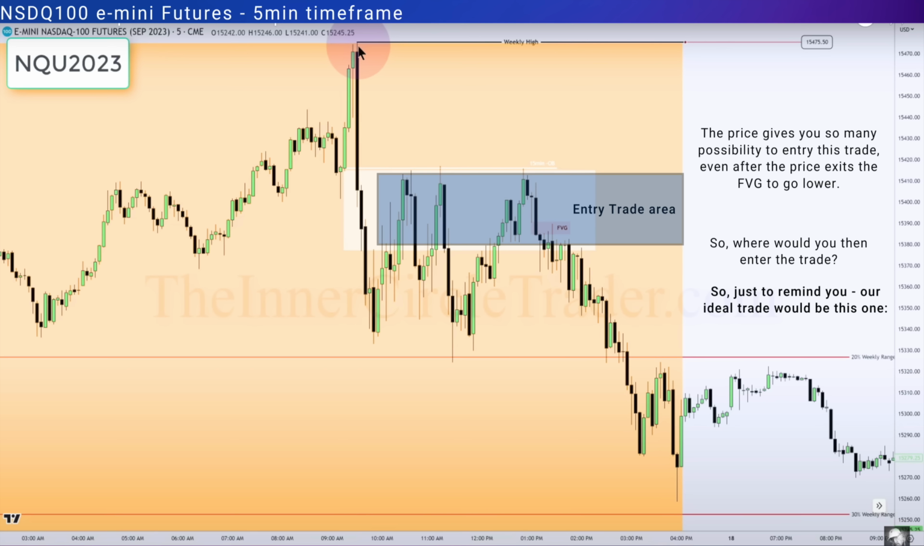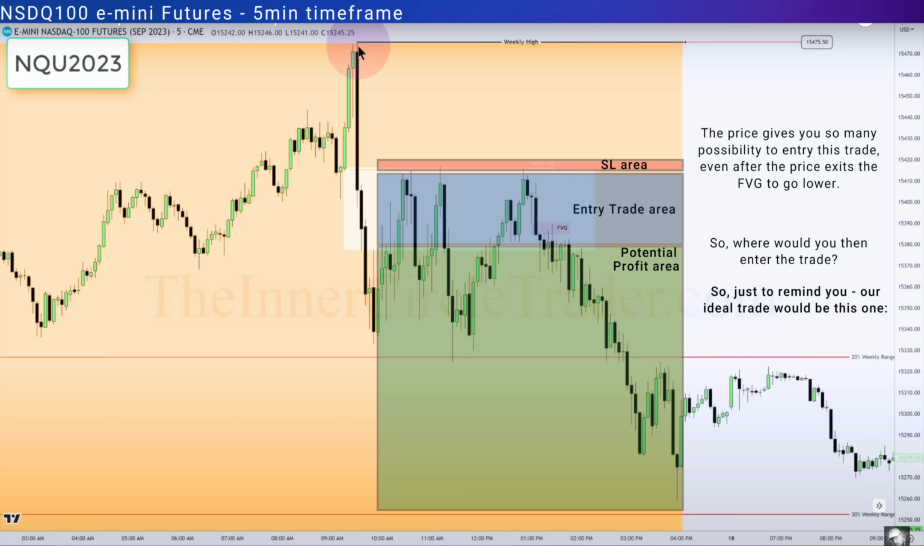So just to remind you, our ideal trade would be this one. This would be in blue our entry trade area, so the area in which we would like to enter the trade. More specifically, we would enter either when the price retraces back on the yellow area, which is the 15 minutes fair value gap, or in the pink area where the price has formed a fair value gap on the 5 minutes time frame. Anyhow, the blue area is our ideal entry area for our trade. We would then place our stop loss in the area right above or at the fair value gap on the 50 minutes time frame, and we would target our profits in the green area highlighted here.